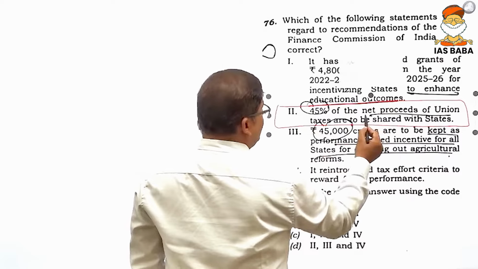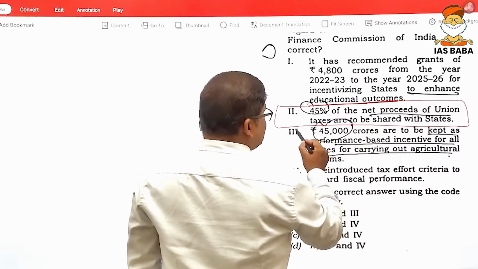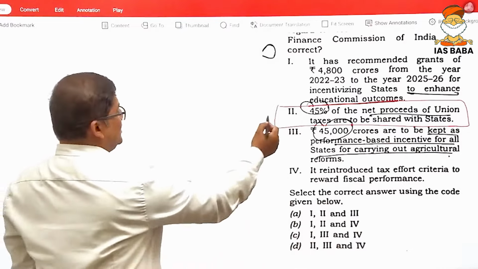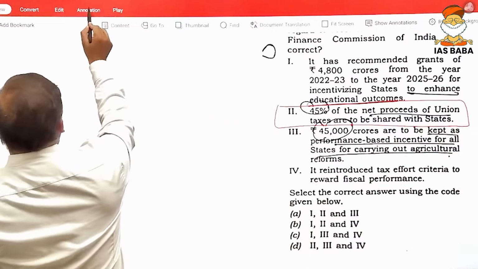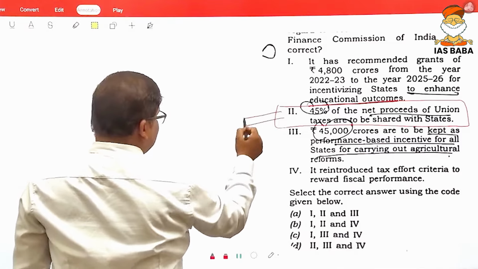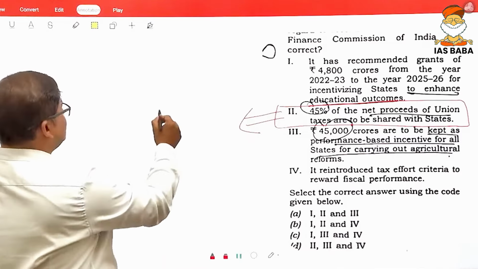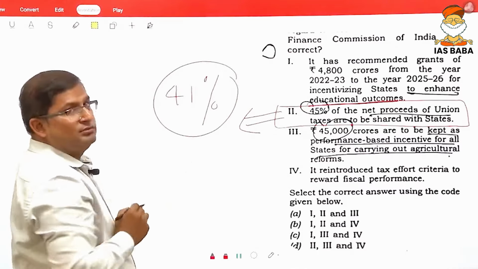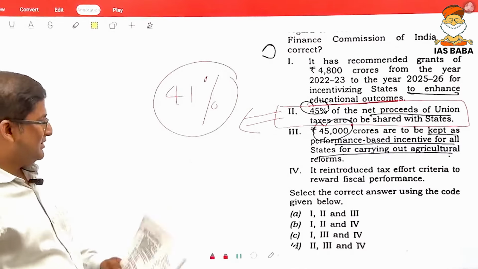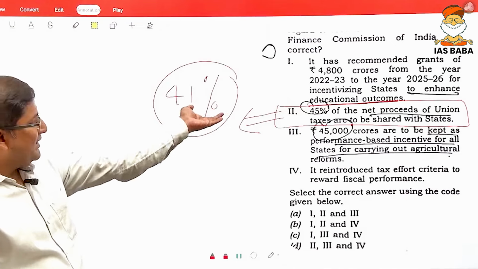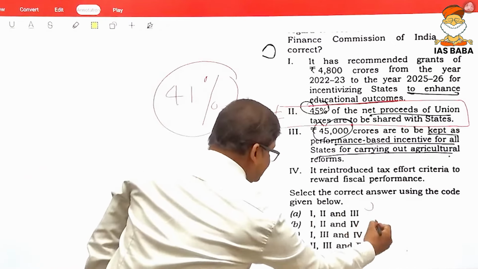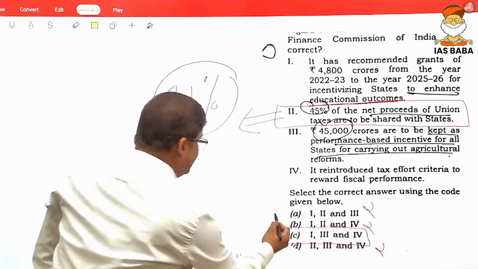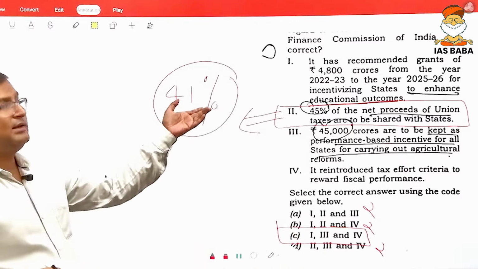45% of the net proceeds of union taxes are to be shared with the states. This is a very common statement. The net taxes which the union government needs to share with the states is 41% according to the 15th Finance Commission. By reading this, you can very easily eliminate options. Second is wrong. So second is eliminated, and we are left with options 1, 3 and 4. So according to me, C would be the correct answer of this question.